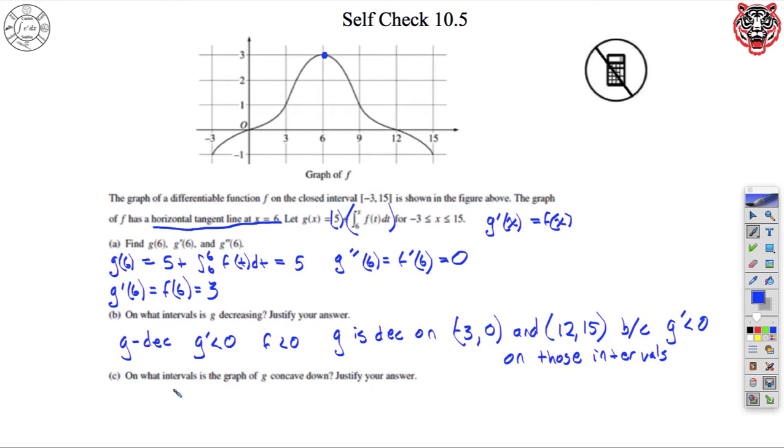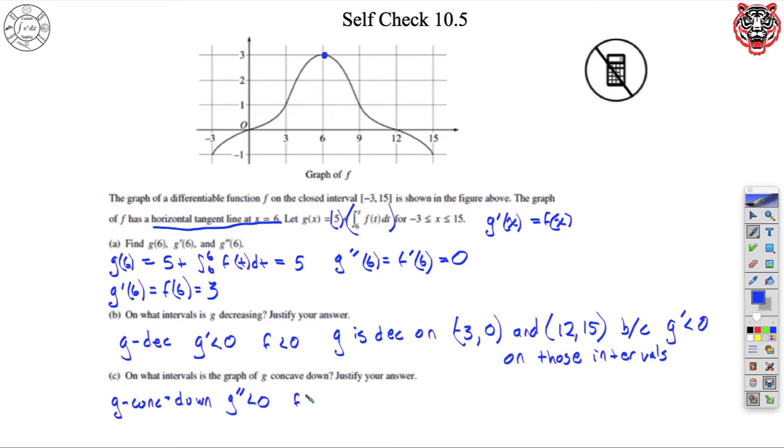Okay. And on to part C. On what intervals is the graph g concave down? Okay, concave down. I cannot spell to save my life. There we go. Concave down. What is the definition? g double prime is less than 0. Yep, there it is.